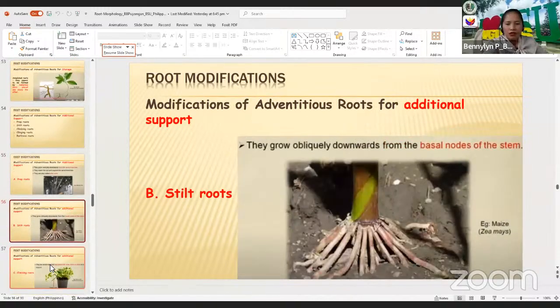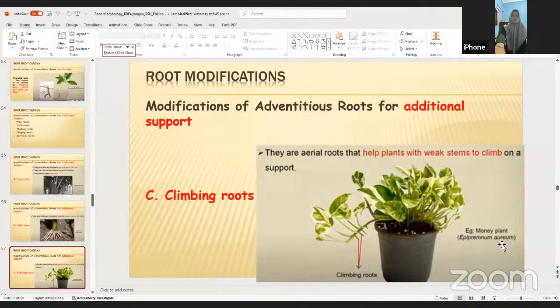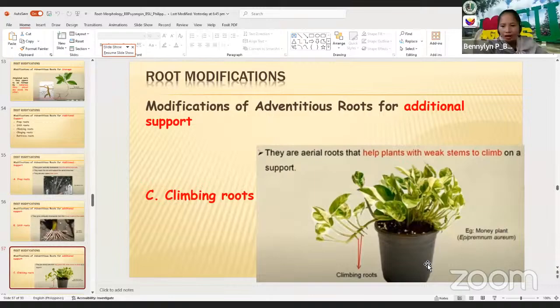Second one, we have the stilt roots. They grow obliquely downwards from the basal nodes of the stem, like the maize or Zea mays. So if you observe, this is the basal node, so it's still above the soil, the stilt root. For the climbing roots, they are aerial roots that help plants with weak stems to climb on support, like the money plant or Epipremnum aureum. So these are the climbing roots in money plant.